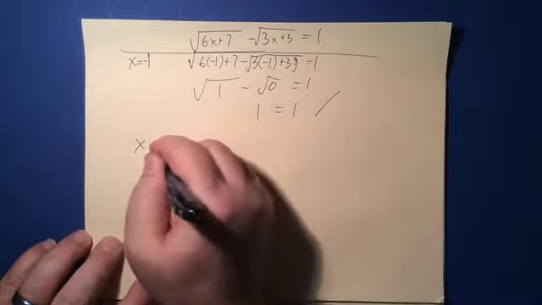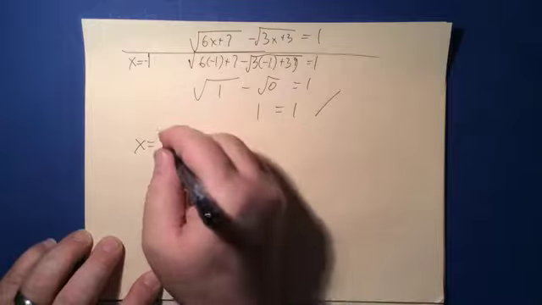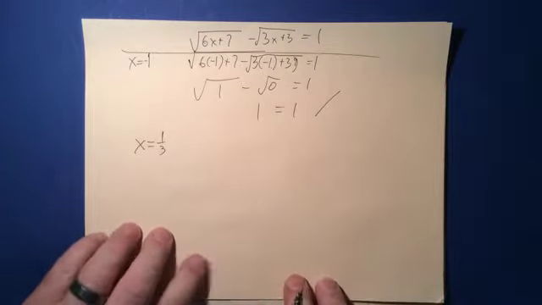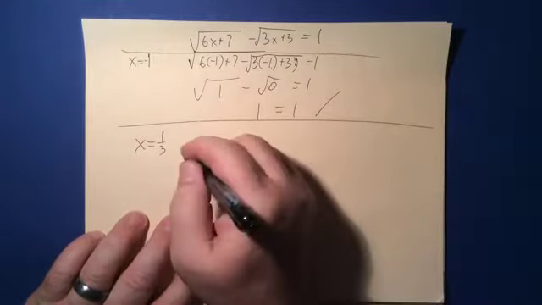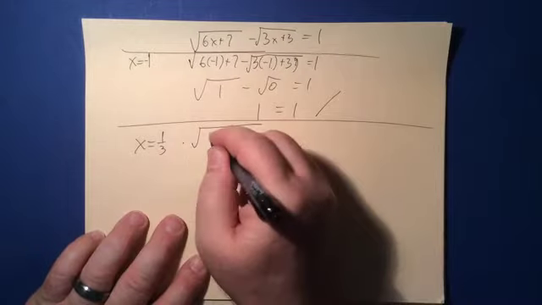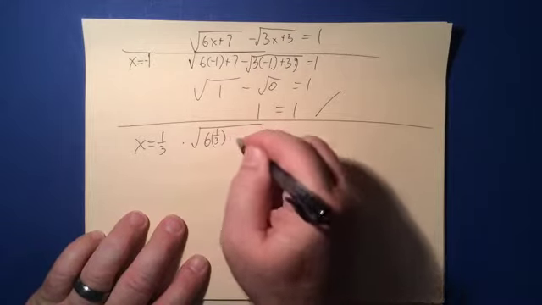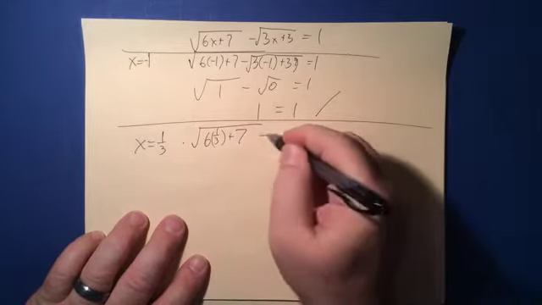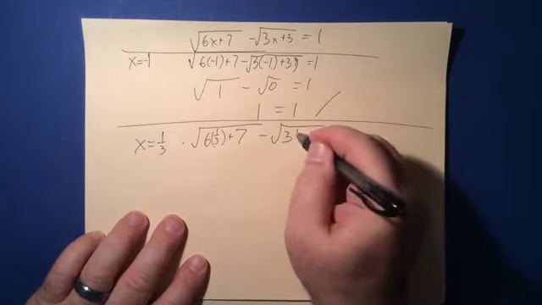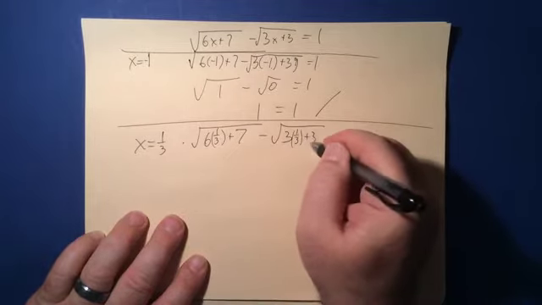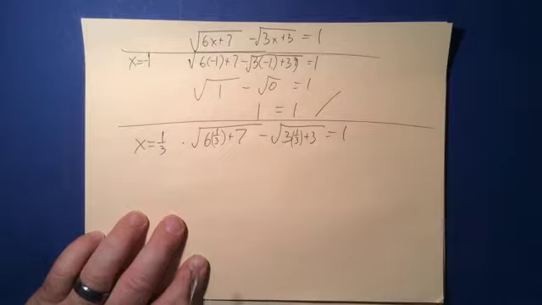The other number we have is when x is equal to 1 over 3. We're going to go ahead and substitute that number in. So here we have radical 6 times 1/3 plus 7 minus 3 times radical 1/3 times 3 plus 3. We want to see if that equals 1.